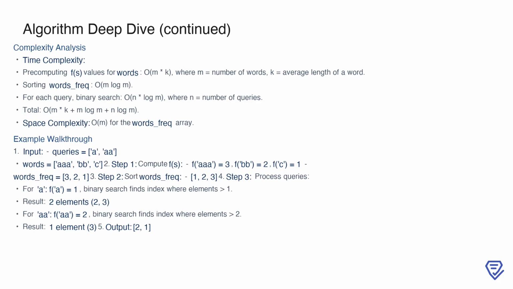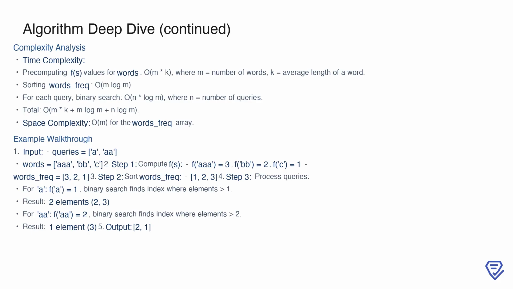Analyzing the time complexity, the pre-computation of f(s) values for all strings in the words list takes m*k, where m is the number of words and k is the average length of a word. Sorting the words_frequency array requires m log m, and for each query, binary search takes log m. Within queries, the total cost for processing queries becomes n*log m. Combining these, the overall time complexity is m*k plus m log m plus n log m. In terms of space complexity, the primary overhead is the m space needed to store the words_frequency array.